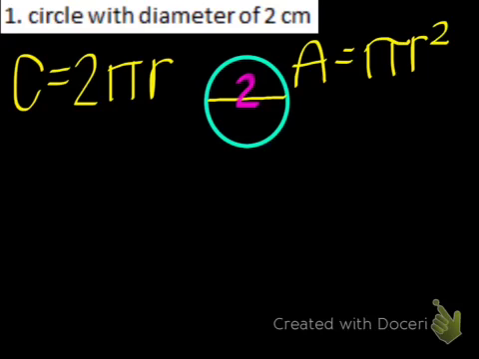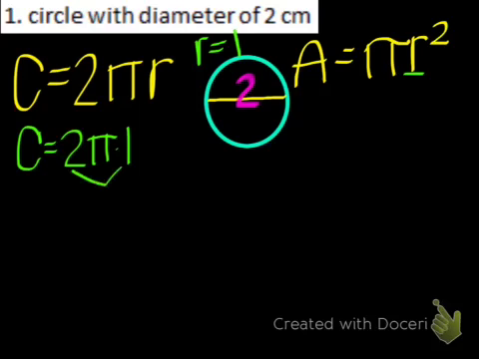For this first example, we have a diameter of 2. In order to use these formulas, you'll notice that we need to have the radius. If our diameter is 2, our radius is half of that, so half of 2 is 1. For circumference, we have 2 times pi times radius, which is 1. Let's put these together, and we get 2 pi for our circumference.